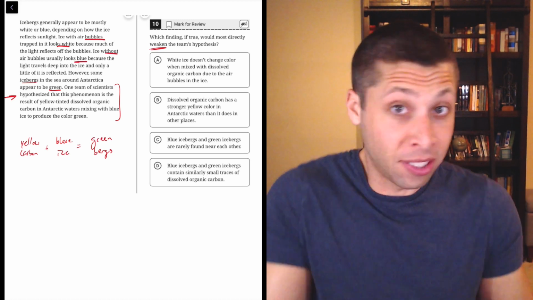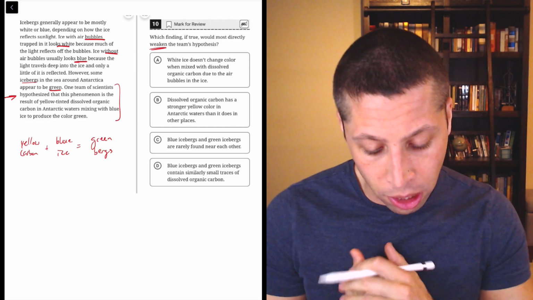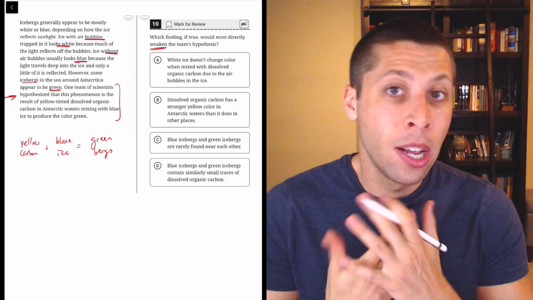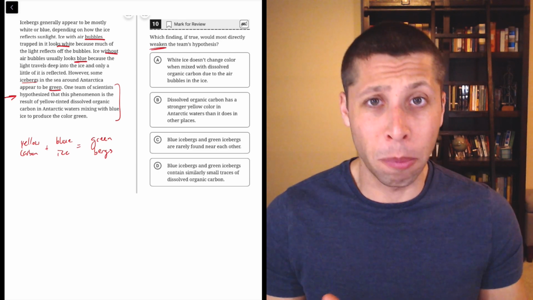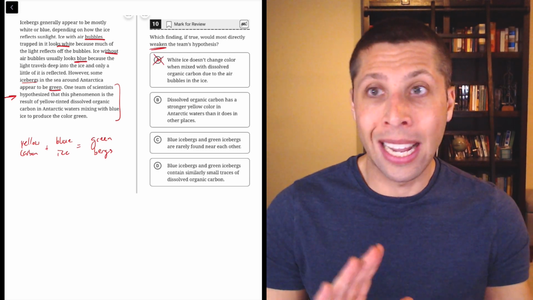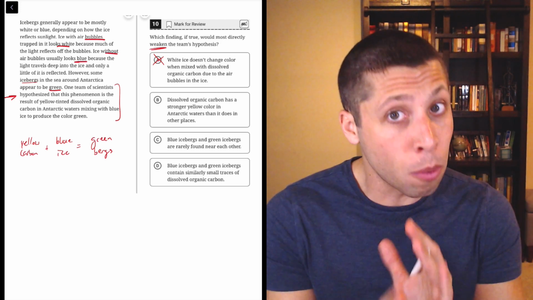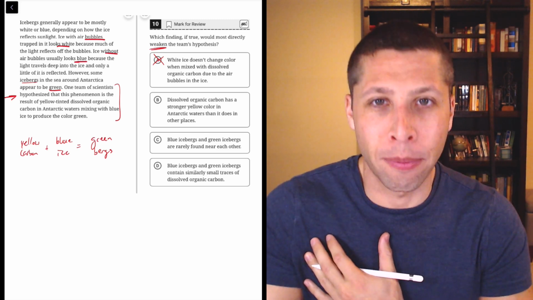So let's see if these choices have anything to do with what we're talking about. A, white ice doesn't change color when mixed with dissolved organic carbon due to the air bubbles in the ice. Well, notice that white is not part of our formula here. So how would that weaken the formula if we're talking about white ice? This just seems like a totally random thing. It's not part of our summary. It's not part of our equation. So it's probably not part of our answer. Even though weaken is what we want, it just has nothing to do with it. It doesn't weaken it to just throw out a random fact.